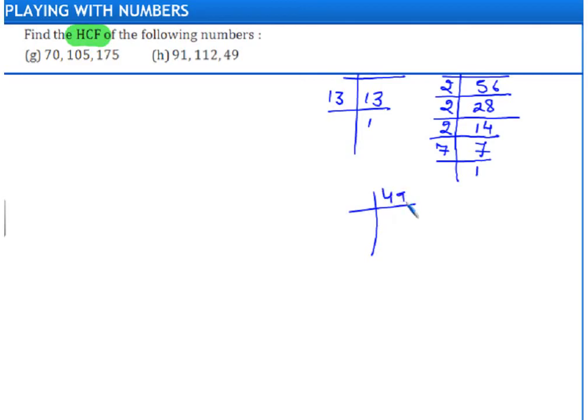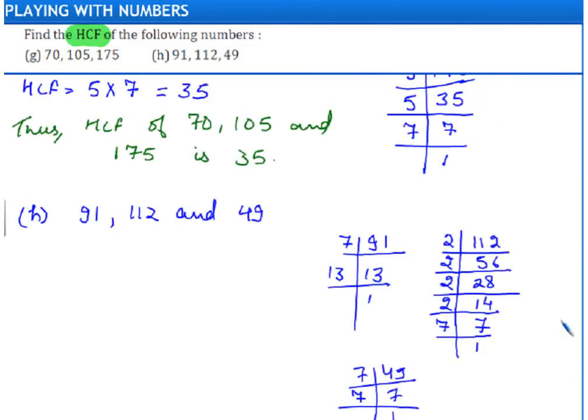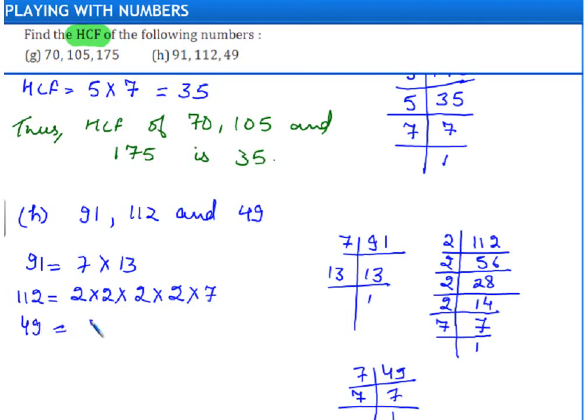Now 49 can be written as 7 into 7, since 7 is the smallest prime number which divides 49, and again 7 ones are 7. Now 91 can be written as 7 into 13. 112 can be written as 2 multiplied by 2 multiplied by 2 multiplied by 2 multiplied by 7. And 49 can be written as 7 multiplied by 7. Now, the common number which is the factor of 91, 112 and 49 is 7.